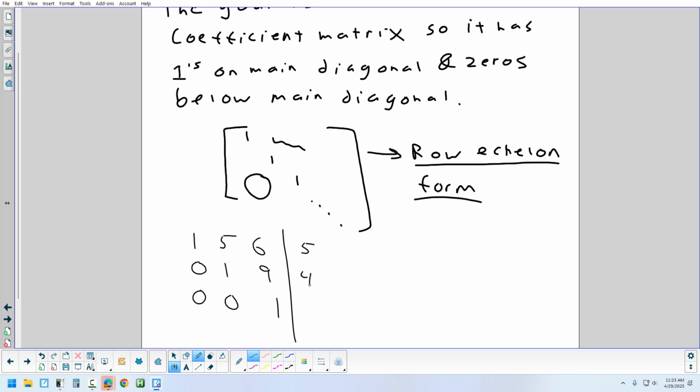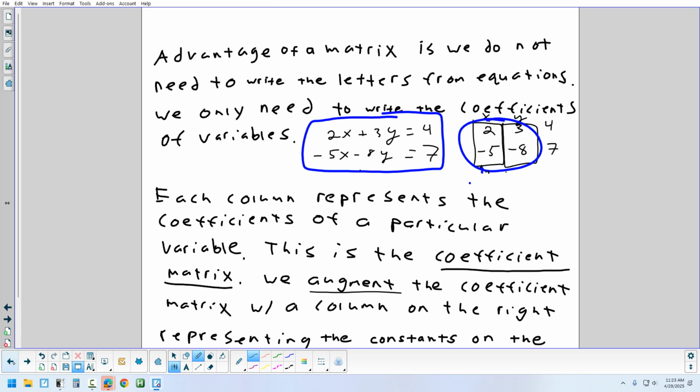A lot of times what I do, to separate the numbers that are on the other side of the equal sign, is put a vertical line right there. That vertical line tells you that's where the equal sign would be. So if I wanted to do that in this problem, put a vertical line right there.